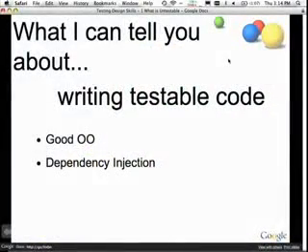It's good. So what can I tell you about writing testable code? Well, it turns out we can talk about what good OO is and how it helps testing, and we're going to delve into this thing a little bit. And we can also talk about something we call dependency injection. Sometimes I feel like with dependency injection, I'm selling snake oil because it fixes so many things. But it does actually work.